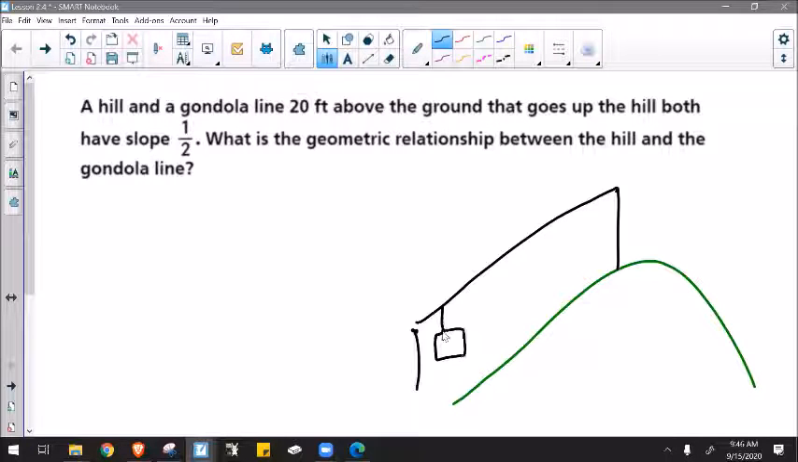Maybe we're at the ski slope. They're both going up at the same rate. They want to know what is the relationship between the hill and the gondola line. They both have a slope of 1/2. So what does that mean? What can we say about those two lines that we drew? Anyone have any guesses? They're parallel? Yeah, they are parallel. All right, so we could throw that in. So the big idea behind this section is that lines that have the same slope are parallel.